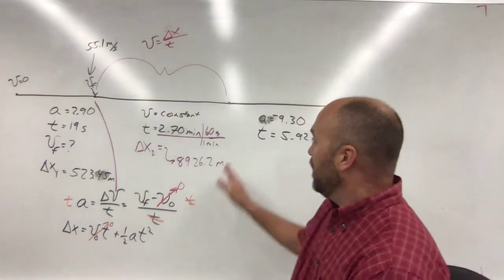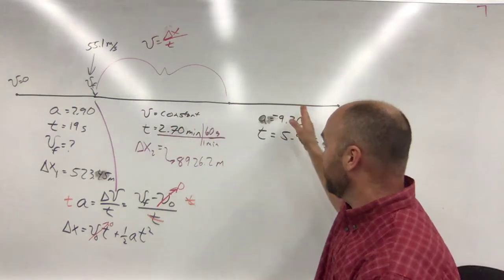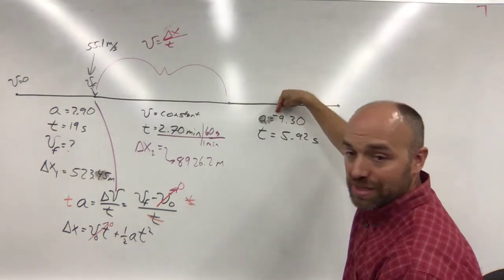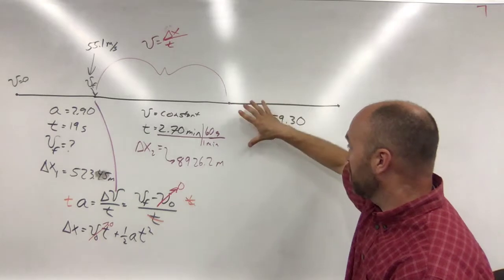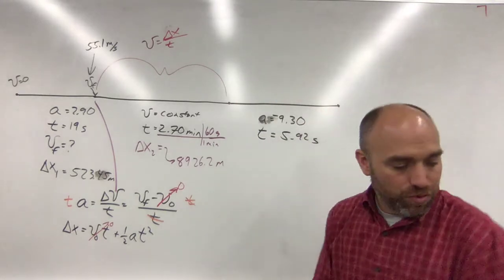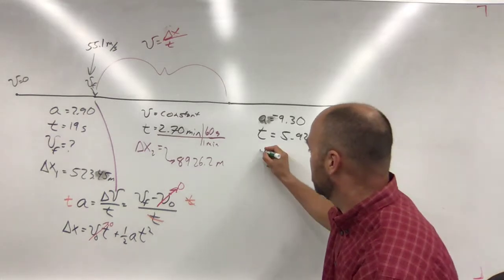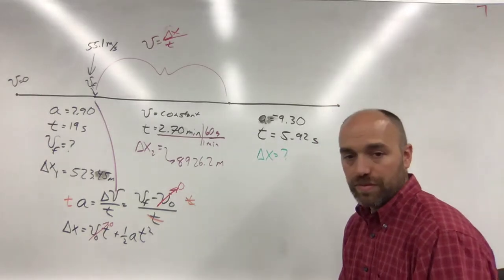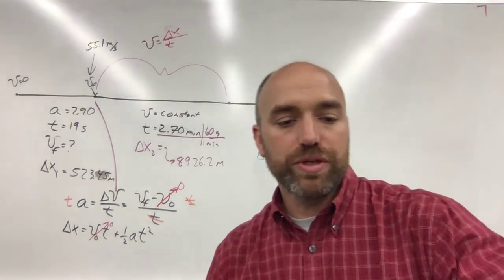Now, that's leg one and leg two. Now, leg three. The driver hits the brakes. That negative sign right there means they're slowing down. So the driver hits the brakes and they're slowing down. And now we still have the same question. How far did the person travel?